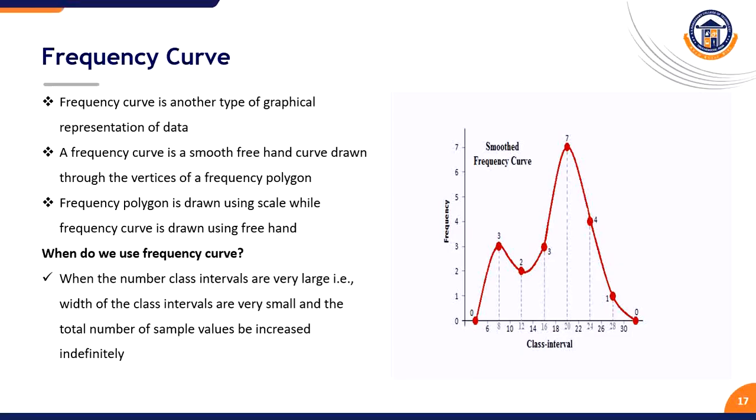Frequency curve. A frequency curve is another type of graphical representation of data. It is a smooth freehand curve drawn through the vertices of a frequency polygon. A frequency polygon is drawn using a scale, while a frequency curve is drawn freehand. When do we use a frequency curve? When the number of class intervals is very large, that is, the width of the class intervals is very small, and the total number of sample values is increased indefinitely. This is one example of a frequency curve.